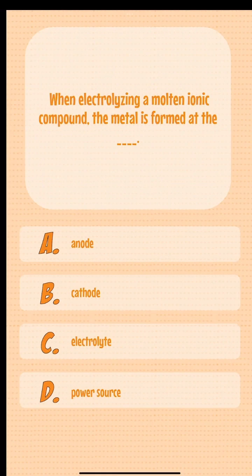When electrolyzing a molten ionic compound, the metal is formed at the... Again, it's not going to be electrolyte or power source. It's going to be one of the electrodes. Is it anode or cathode? Let me know. It's the cathode. Well done.